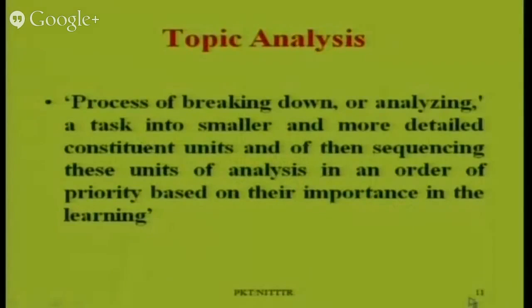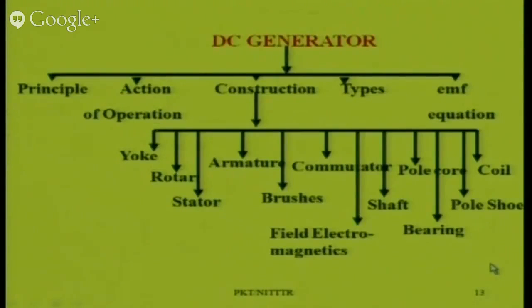Just give you an example. Main jyada detail mein na jaake, just give you an example. Ye DC generator ki maine example li hai. You are teaching a principle, action, construction, types, EMF equations. Now under construction, all the various parts: what is the yoke, what is the rotor, what is the stator, what is the armature, brushes, commutator, pole core, shaft, bearing, pole shoe, and you are going to break down.